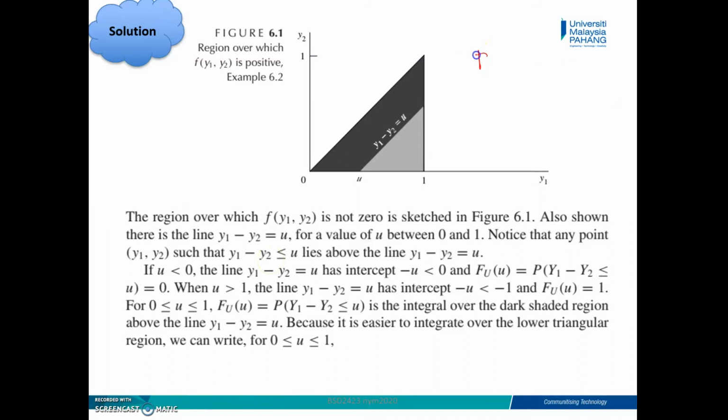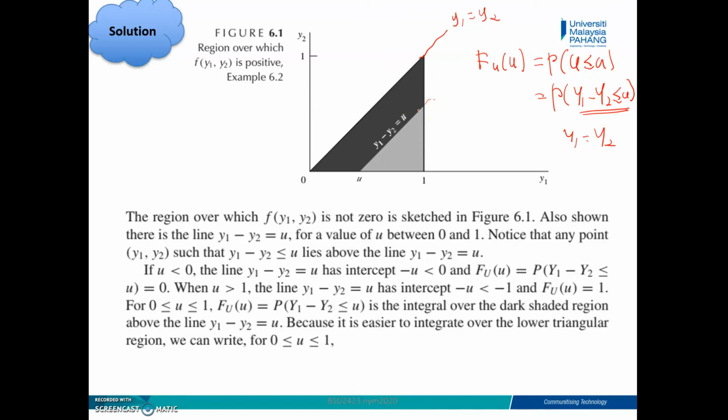In order for us to find the distribution function F(u), we will have P(U less than or equal to u). So here you will substitute U, which is Y1 minus Y2 less than or equal to u. This equation, if you put it in, you will have y1 equal to y2, which is this line. Okay, this is y1 equal to y2. And then you have y1 minus y2 equal to u, this one.